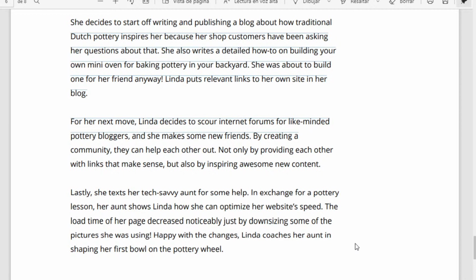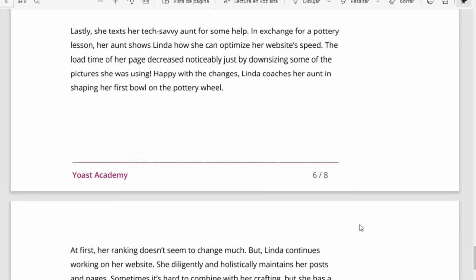Lastly, she texts her tech-savvy aunt for some help. In exchange for a pottery lesson, her aunt shows Linda how she can optimize her website's speed. The load time of her page decreased noticeably just by downsizing some of the pictures she was using. Happy with the changes, Linda coaches her aunt in shaping her first bowl on the pottery wheel.